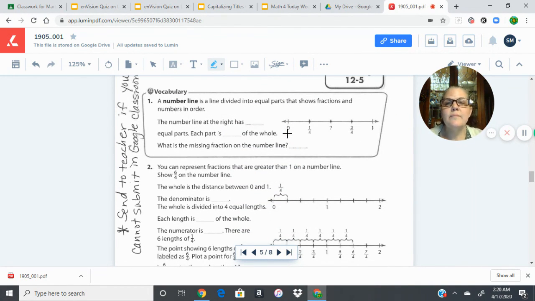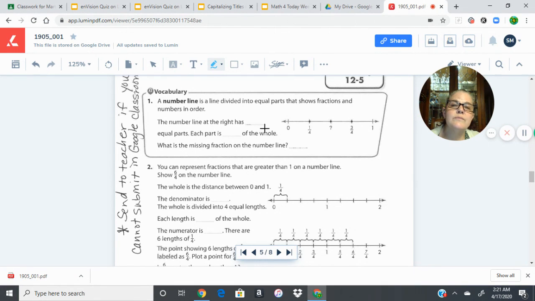All right, so on number 12.5 in our Envision, we're going to be answering some questions about the number line and dividing it up into fractions. So a number line is a line divided into equal parts that shows fractions and numbers in order. The number line at the right has, and you're going to write your answer here.